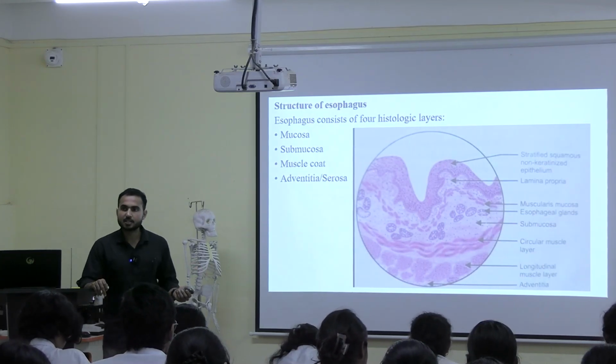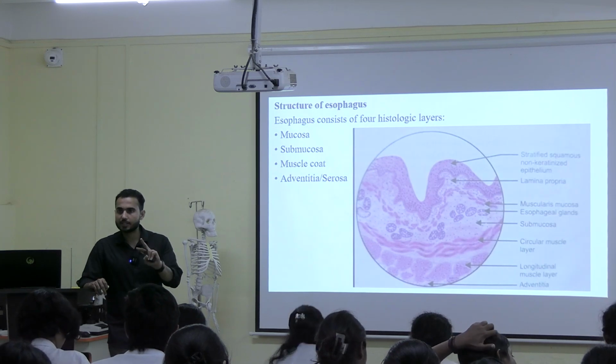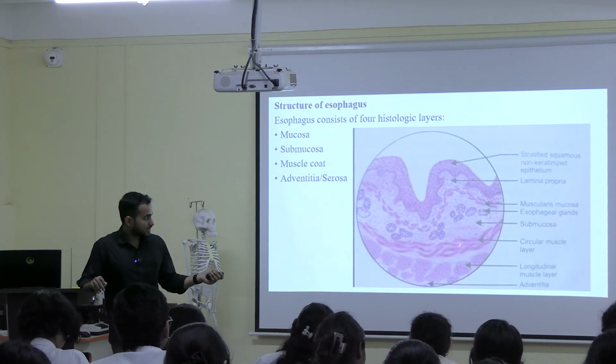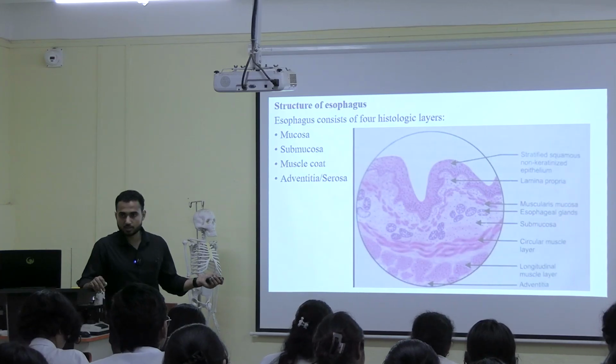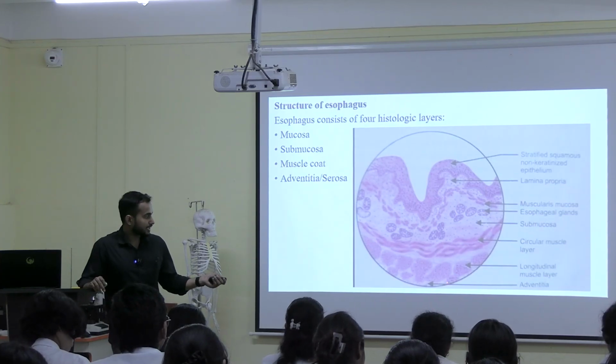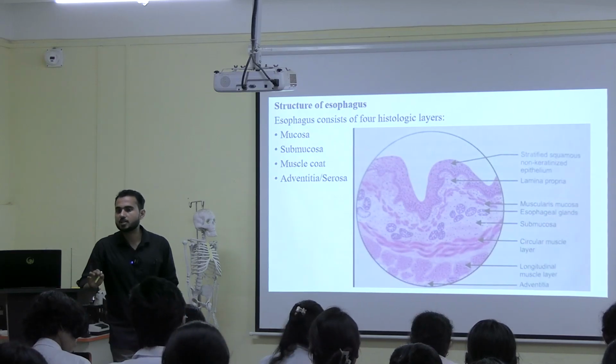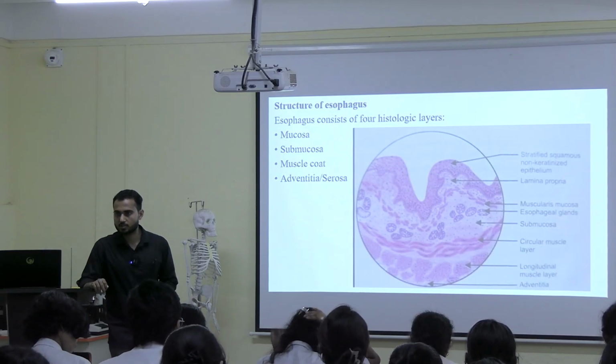Muscularis externa in case of esophagus has mainly two layers, that is the inner circular and outer longitudinal. So you can see this is the inner circular, this is the outer longitudinal. Beyond that you will be getting the adventitia, which is mainly made up of connective tissue where large nerve fibers, blood vessels, lymphatics are present.